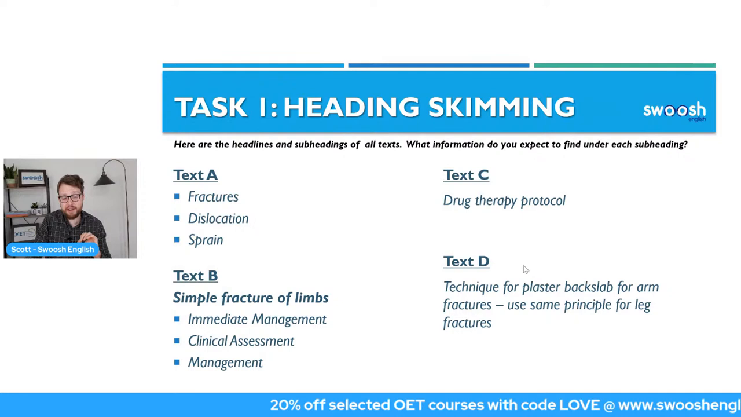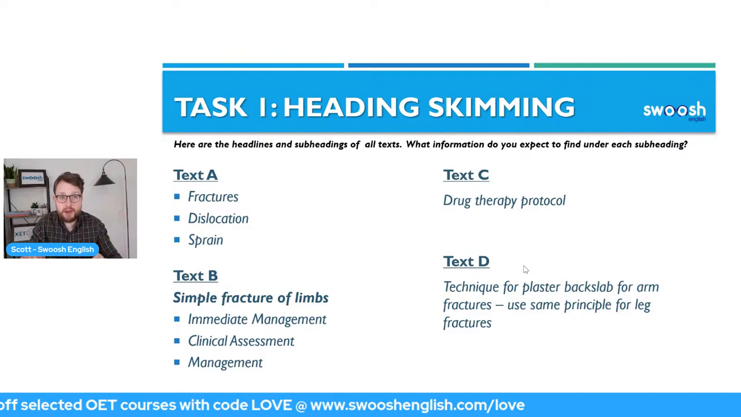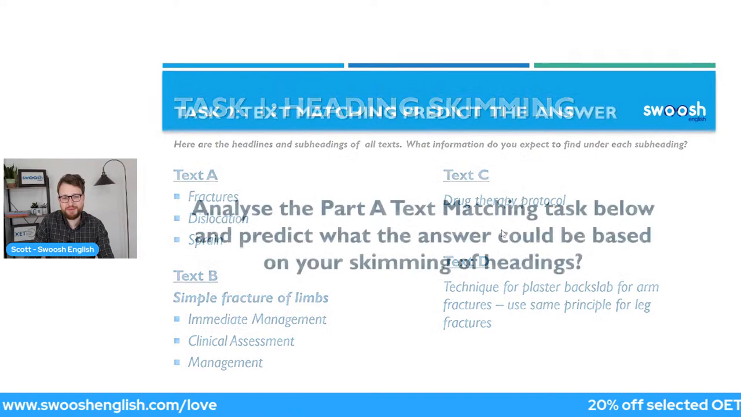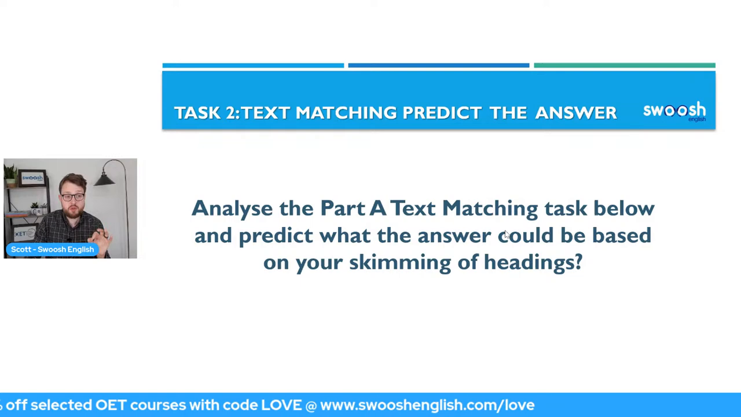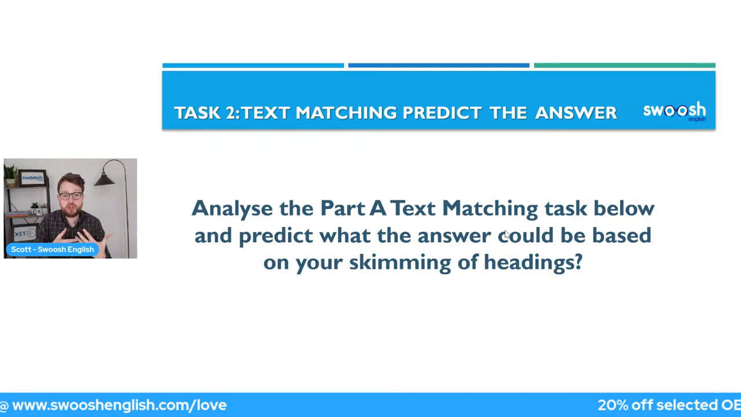So now that we've identified what's going to be within each text, it will help us hopefully identify what the important information is going to be. So let's take that forward, guys, and put that analysis into a Part A text matching task. Based on our readings of the different headings, we should now be able to predict what the answer could be based on your skimming of your heading.